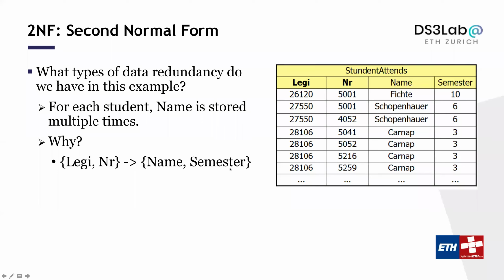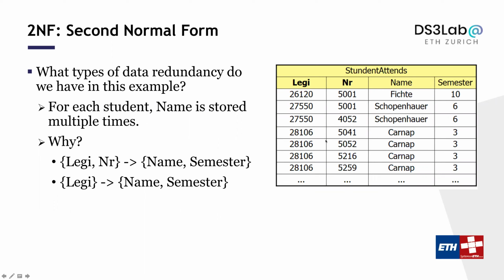But on the other hand, you also know the name and semester of the student are functionally dependent on the ID itself, not on the lecture, right? So you have another functional dependency from ID to name and semester. The reason you have redundancy in this design is you have these two functional dependencies in your application. One maps ID and number to name and semester, and the other maps from ID to name and semester. And because ID is a subset of the key, you have redundancy.